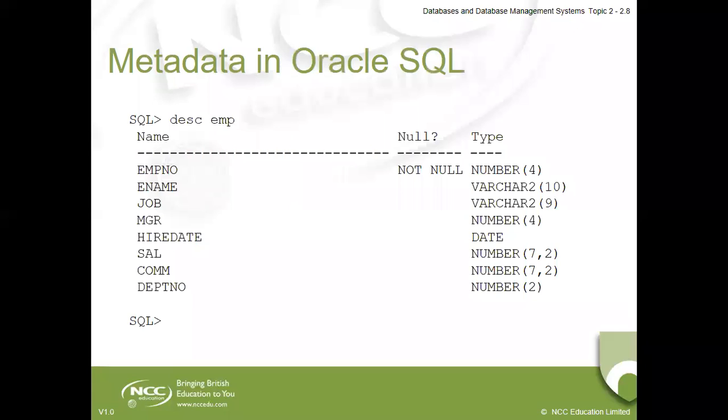Then that's metadata in Oracle. It will show the names of the attributes. We've got employee number, name, job, manager, hire date, sales, department number, and their data types. You know what it means by not null? The employee number is written not null, and its type is number, meaning that the employee number, which is a primary key, can never be empty.